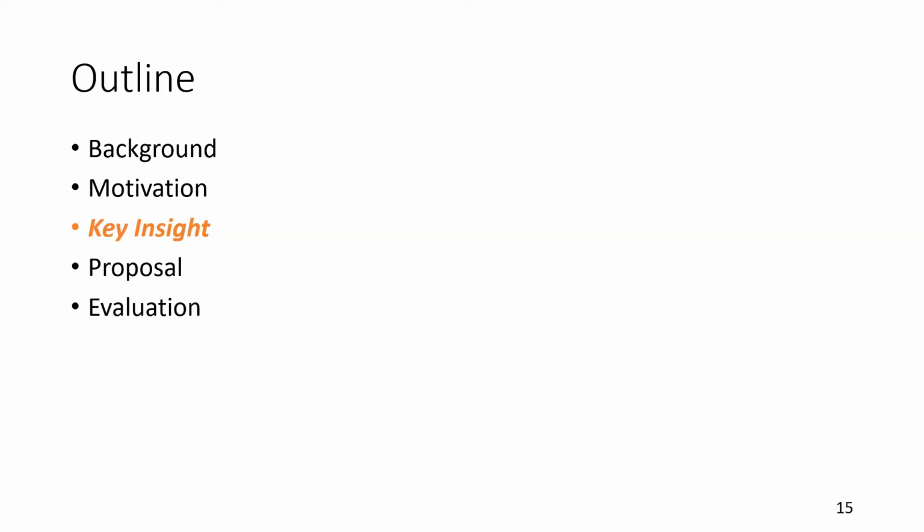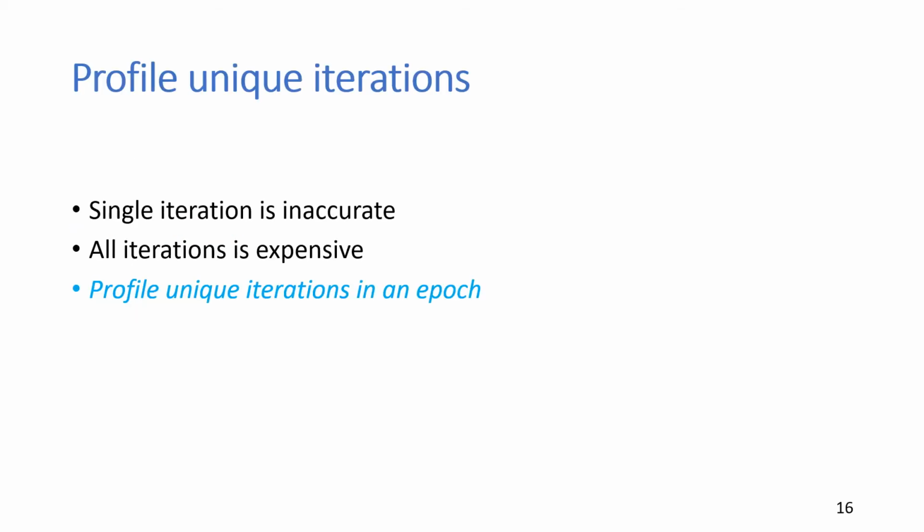So how do we best profile SQNN training? Before describing a proposal, I'll go over some of the key insights that led us to SeqPoint. From our understanding so far, profiling a single iteration is inaccurate and profiling all iterations is expensive. In this case, the obvious step is to profile all unique iterations in an epoch. Note that since iterations repeat across epochs, we focus on profiling only a single epoch of training.